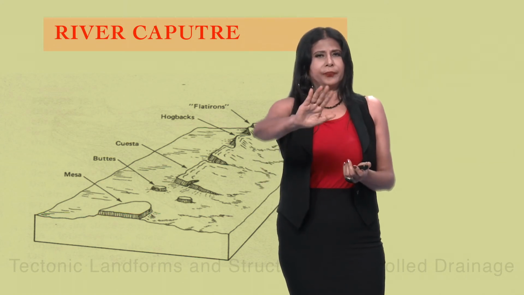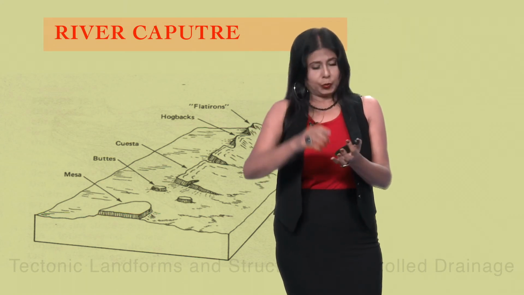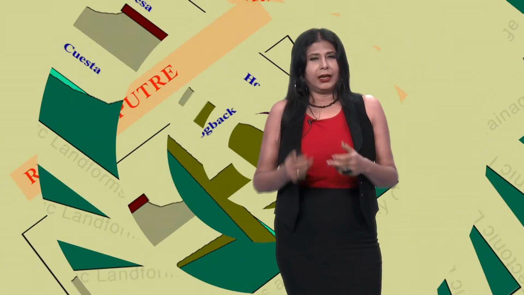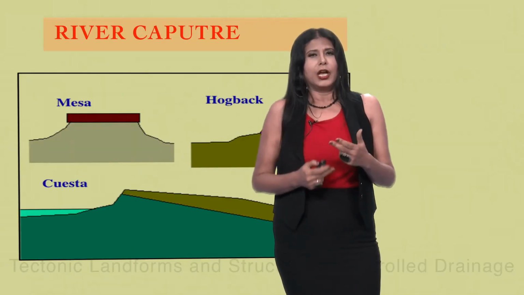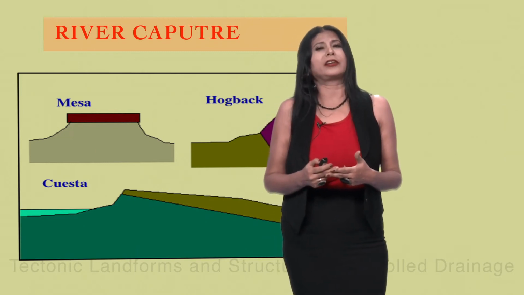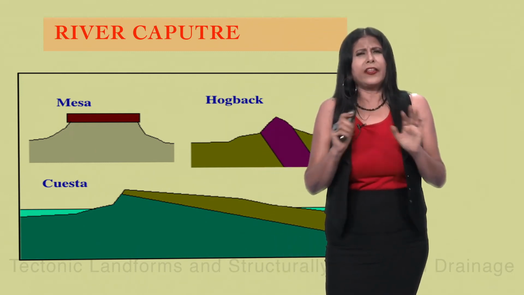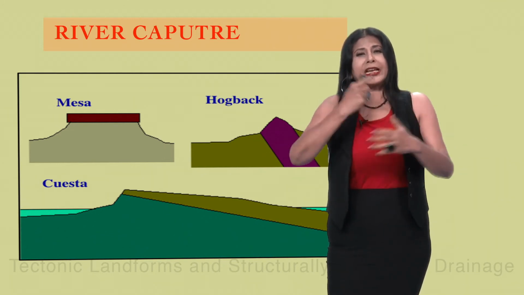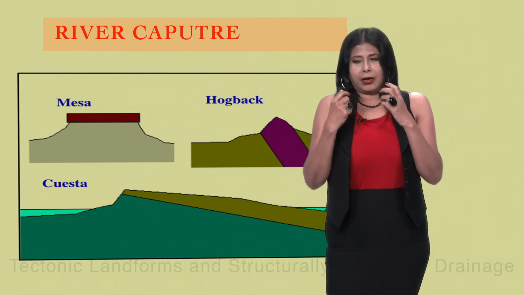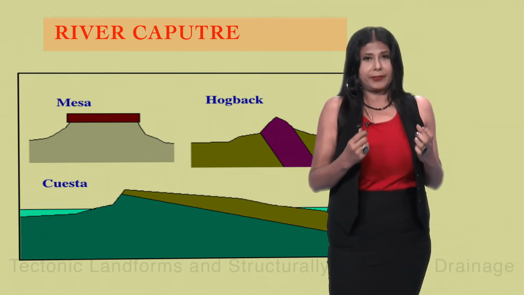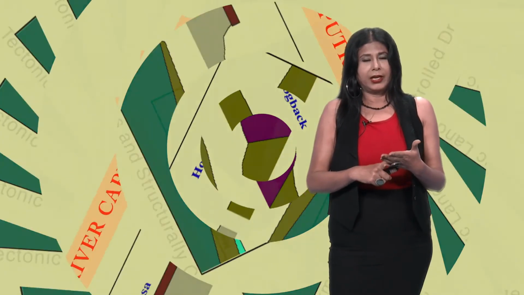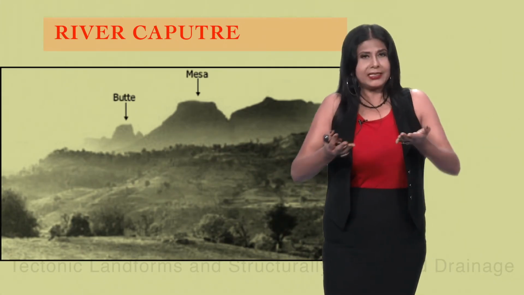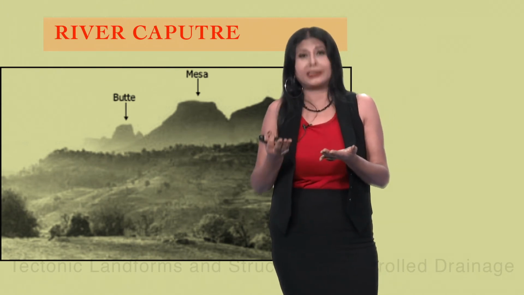Here we see a sketch of a few geomorphic features. One is called mesa, one is called butte, cuesta, hogback and flatirons. Originally it was one landmass. Erosion has separated them and carved them into different shapes, but different names have been given. Mesas are formed like how we have got the Panchgani tableland. It is the best example of a mesa.